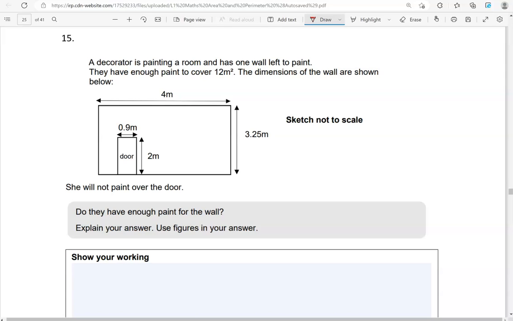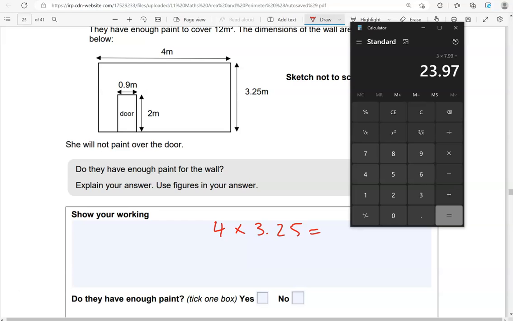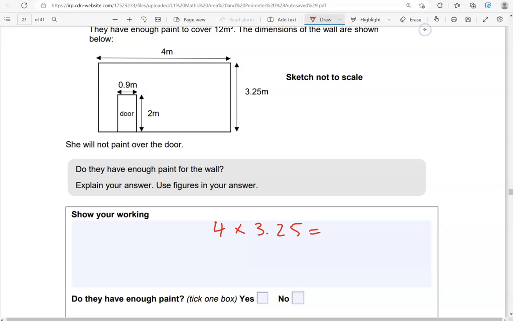So we've got the dimensions of the wall, which is 4 meters by 3.25. So if I multiply 4 by 3.25, that should give me the area for the whole rectangle that you can see, the big rectangle there, which is the wall including the door. So 4 times 3.25 gives us 13. So that is 13 square meters.